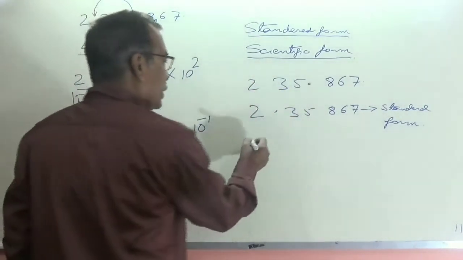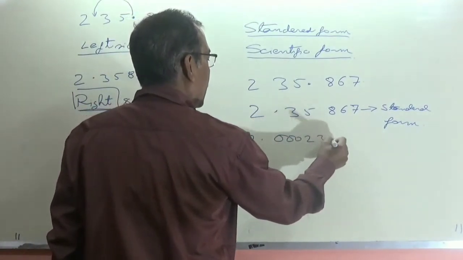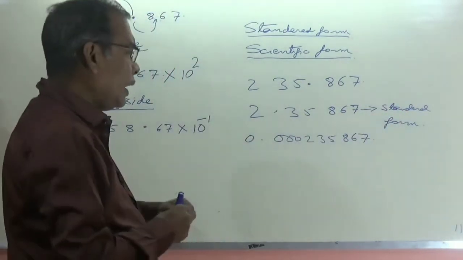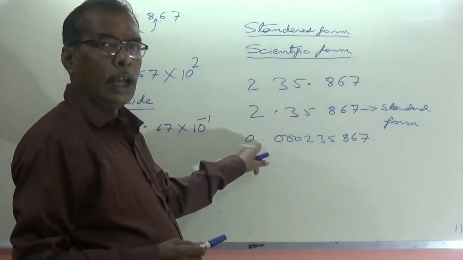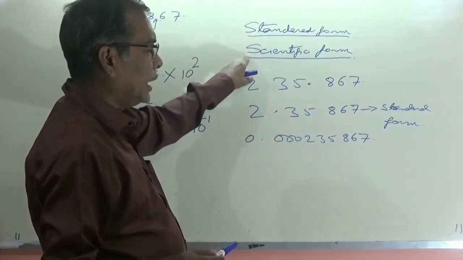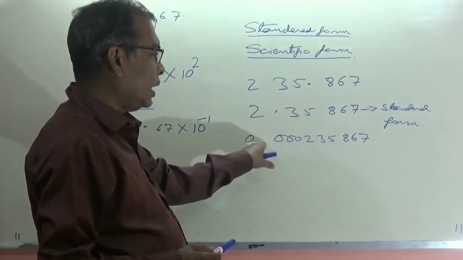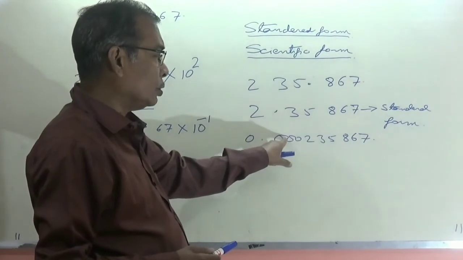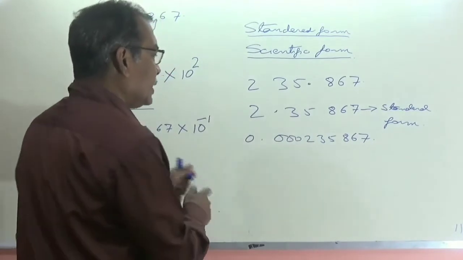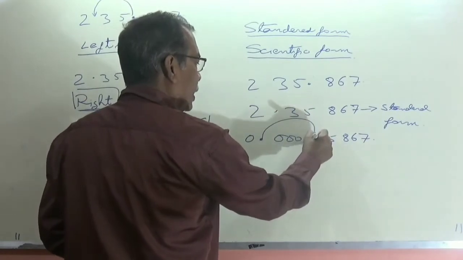One more example. Suppose it is something like this, 0.000235867. Randomly I am taking the number. So I find the decimal is here. And suppose the same question on this particular number, to change this one into standard or scientific form. What you will have to do is shift this decimal to after the 1 digit. After 1 digit means this 0. 0 means it is useless. This one is actually that number. That is, this particular decimal, you have to shift from here to here.